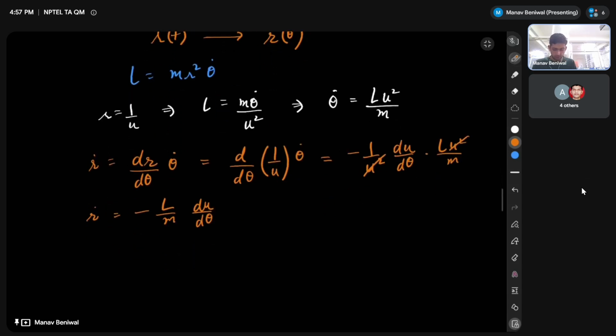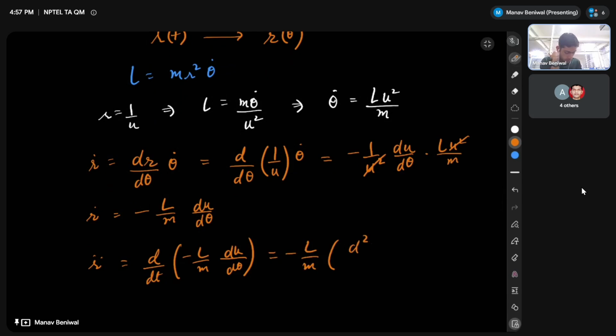Now, if I want to find out my r double dot, that is simply d by dt of this thing, which is minus L over m du by d theta. So this L over m comes outside. So let me write minus L over m, and this becomes d squared u by d theta squared. And again, I'll have one more theta dot here.